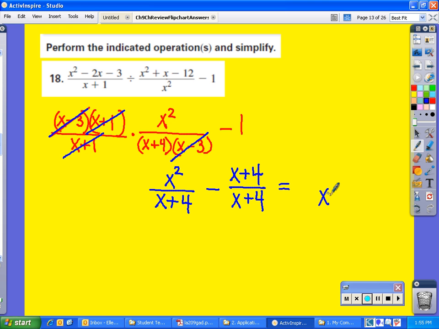Now that they have the same denominator, we can just combine like terms on the top. So we're going to get x squared minus x and minus 4. Remember, we have to distribute that subtraction sign so that we're subtracting both x and 4. Might be easier to see if we had parentheses there.